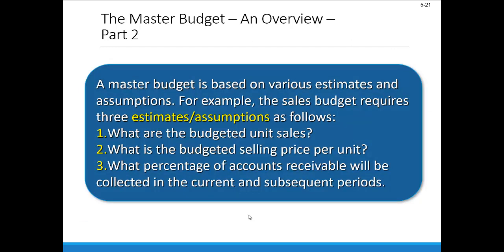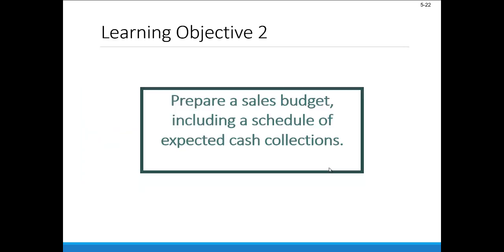So as is with most things in accounting, a master budget is based on a whole bunch of estimates and assumptions. Just as an example, the sales budget that we'll look at first needs at least 3 assumptions or estimates. Those are: what are the budgeted unit sales, thinking about a single product? What are we going to sell that thing for? And then what percent of accounts receivable will be collected in the current and subsequent periods? What is the timing of those cash flows related to sales? So that's learning objective 2 here. Prepare a sales budget including a schedule of expected cash collections.